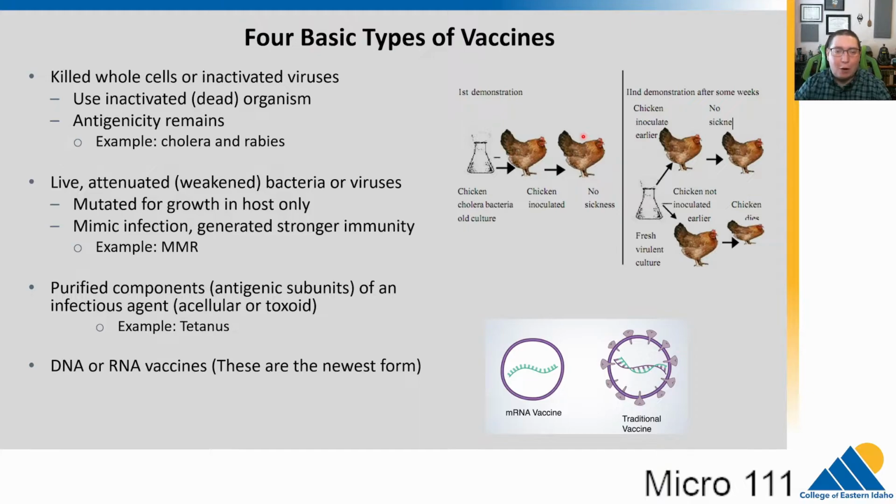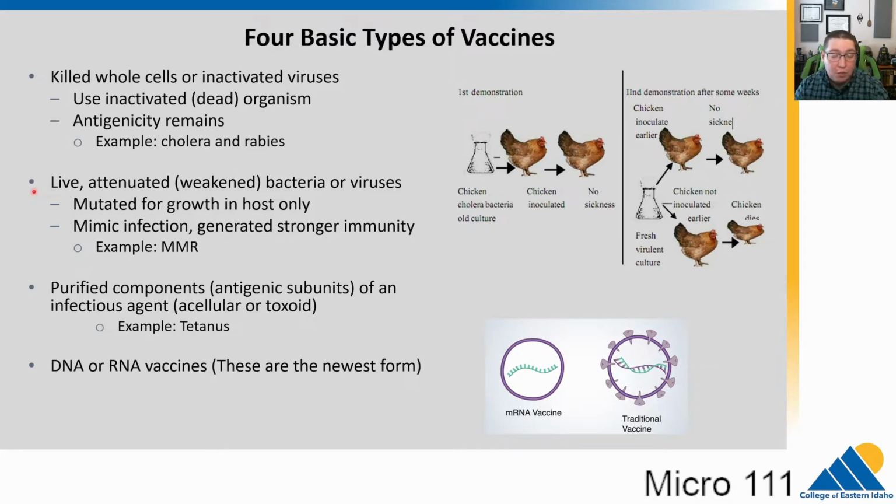So he goes and gets a new sample of chicken cholera, and he grows it up, and he injects some chickens, and they die. He then takes the chickens that he had previously injected with his faulty culture and injects them with it. And he notices that they don't become sick. So he hypothesizes that this pre-exposure to the weakened bacteria has actually made them resistant to this sickness. And this is a process that we now call attenuation.